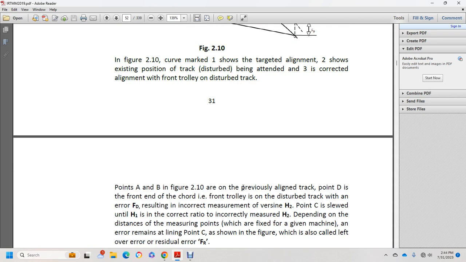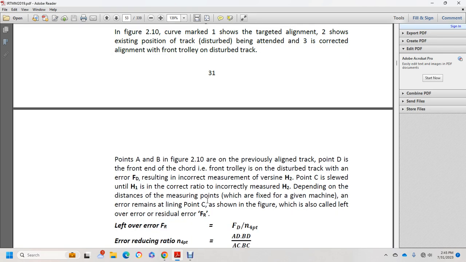Points A and B in figure 210 are on the previous line, with the point D at the front end of the front trolley on the disturbed track with an existing error of FD. This results in an incorrect measurement of the versine with H2 at point C. Until H1 is correct with the ratio, H2 is measured correctly depending on the distance of the measuring point fixed on the machine, and an error remains in the lining at point C, as shown in the figure. This is also called the leftover or residual error FR.